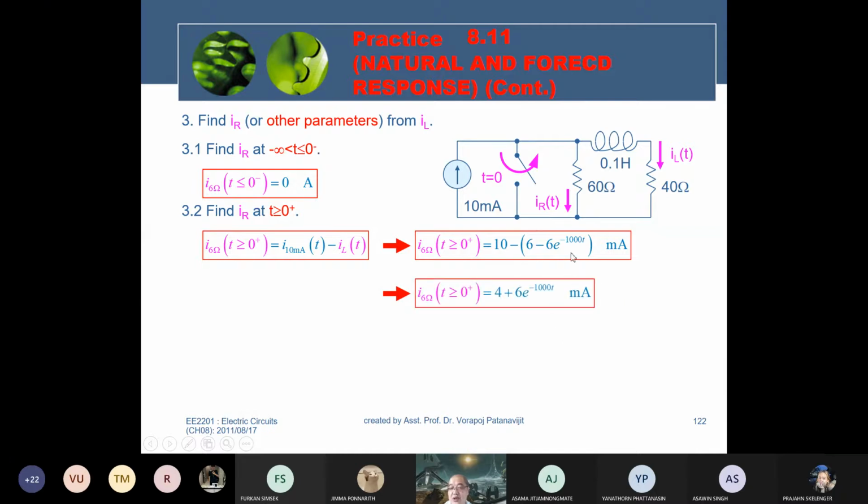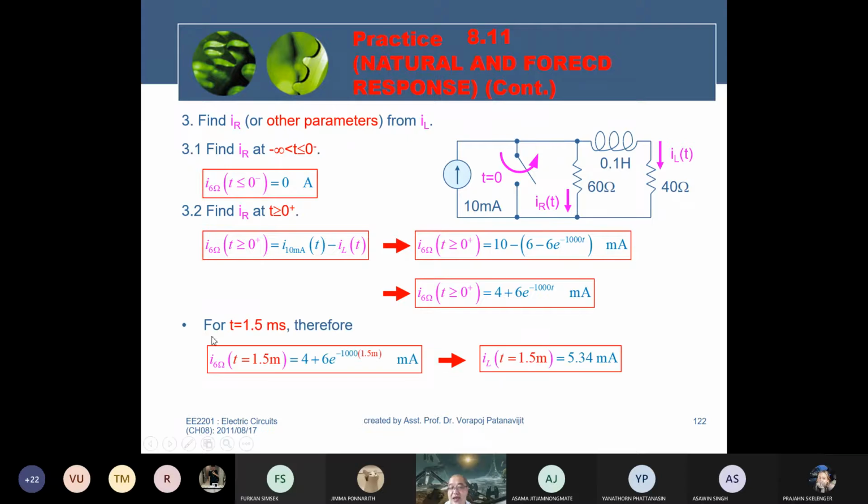You can see that if the question asks you for other unknown parameters, derive them from the inductor current. Therefore, I6 ohm equals 4 plus 6e to the minus 1000 t milliamp. If the question asks you for time equal to 1.5 seconds, substitute it here.